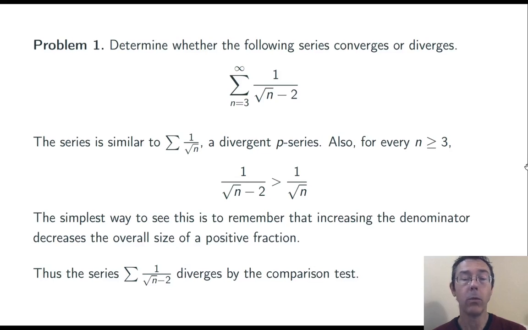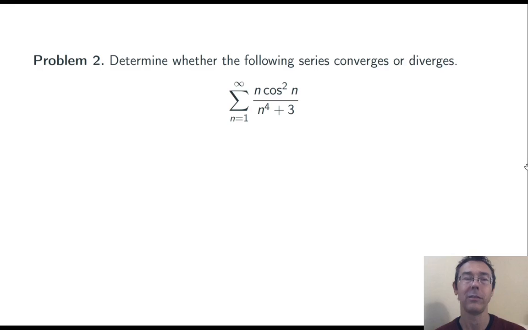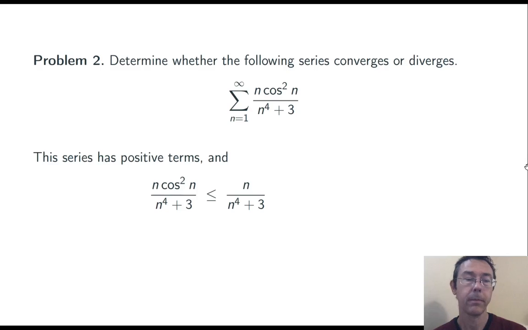So we know that the sum of 1 over the square root of n diverges. Therefore, the larger series, the sum of 1 over the square root of n minus 2, must diverge as well by the comparison test. Problem 2. Determine whether this series converges or diverges. Sum from n equals 1 to infinity, n cosine squared n, over n to the fourth plus 3.